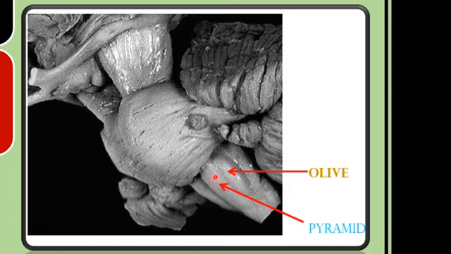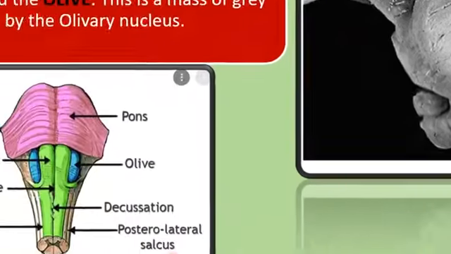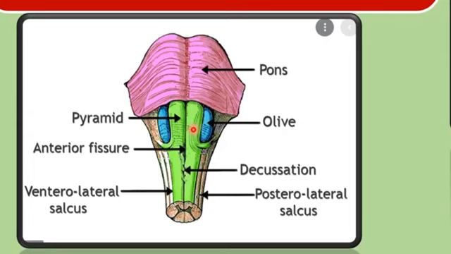Now lateral to the pyramid, we see another swelling. This swelling is called the olive. Let us also identify it in the other chart. That's the pyramid, and then lateral to the pyramid, we are seeing the next elevation, which is called the olive. The olive is a mass of gray matter formed by a nucleus called the olivary nucleus. This is the olivary nucleus.